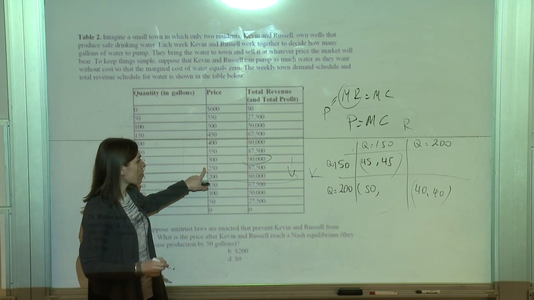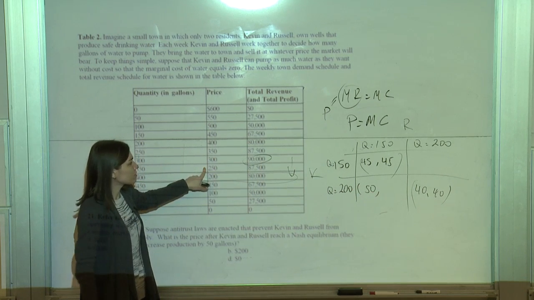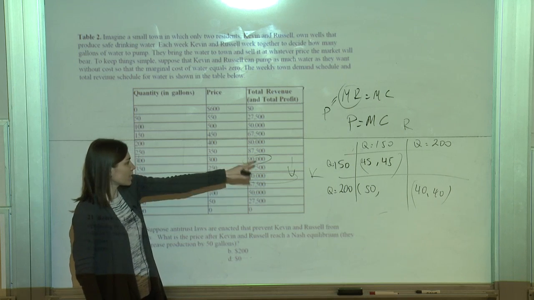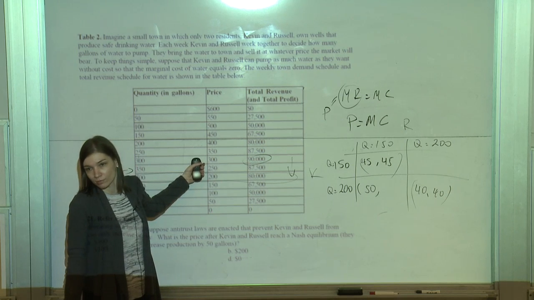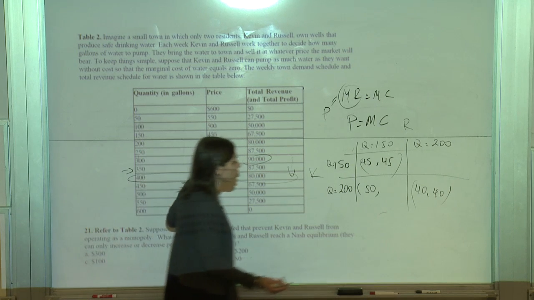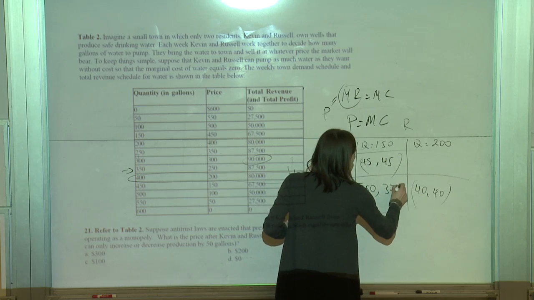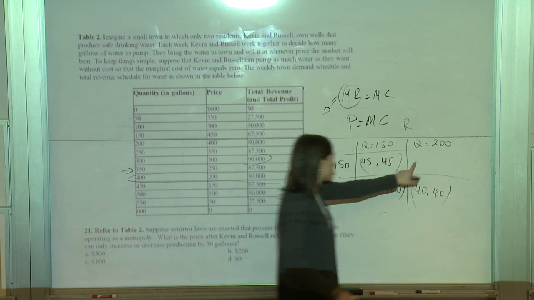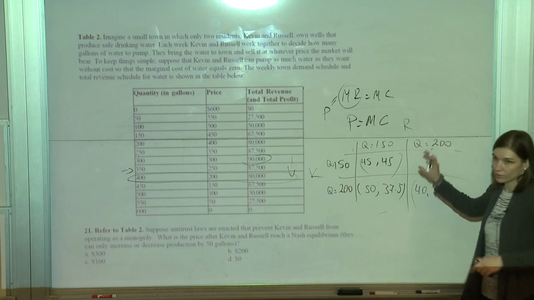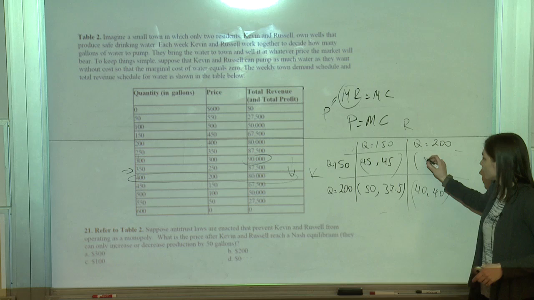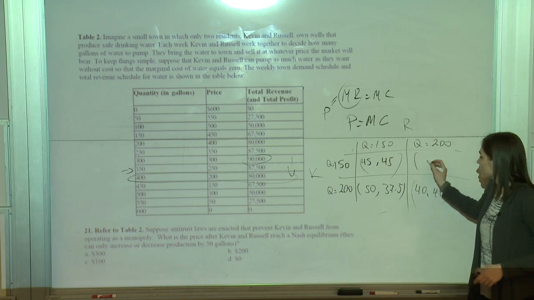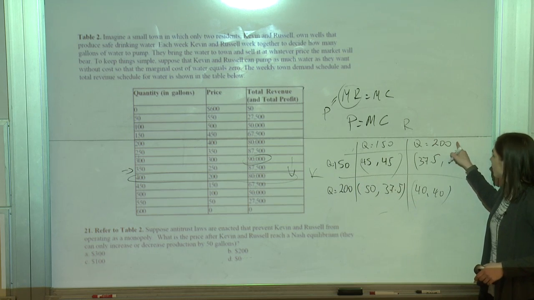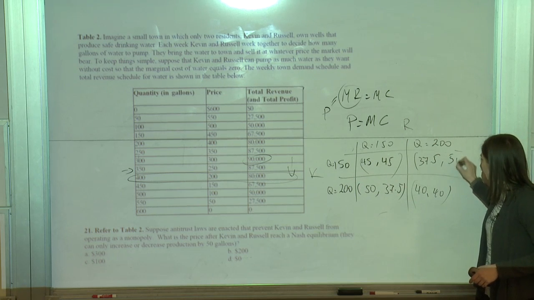And what is going to happen to Russell's profits? Well, he's still producing at 150, but now the price is lower. So he only is going to get 37.5 thousand. And the opposite holds too: Kevin is going to get the 37.5 if he stays at 150, and Russell is going to get the 50.